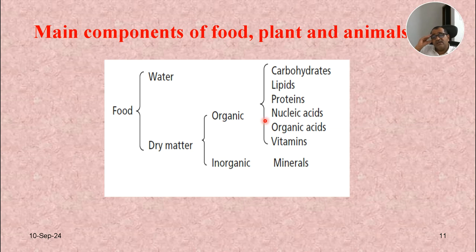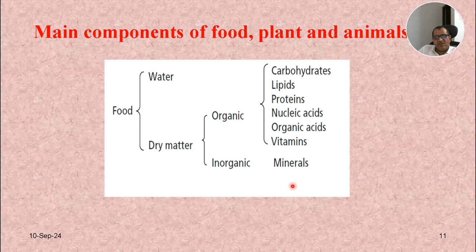The organic sources of this food are carbohydrates number one, then lipids or fat, then proteins, and apart from this, the nucleic acids of the plants and organic acids, then vitamins. These are the important or main components of the organic dry matter of the food.